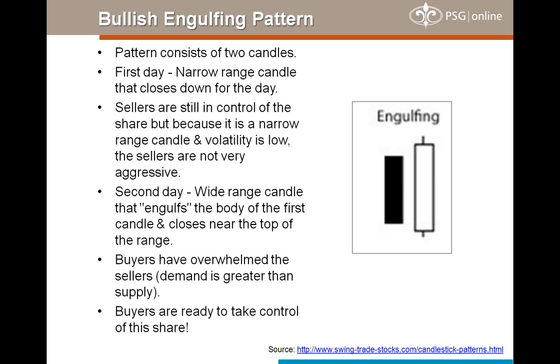The first pattern we want to talk about is the bullish engulfing pattern. It consists of 2 candles. On the very first day, we've got a narrow range candle that closes down for the day. That's where we opened, and that's where we're down. You can see it's also filled in, so that's a bearish candle. On the second day, we've got a wide-ranging candle that engulfs the whole trading range of the day before. That's the kind of pattern you're looking for.